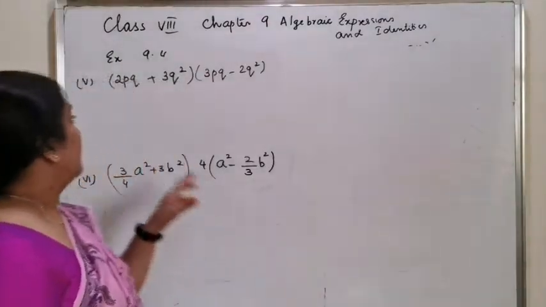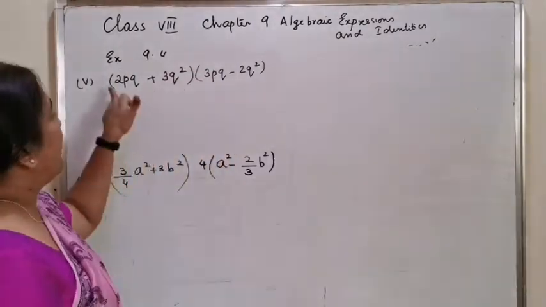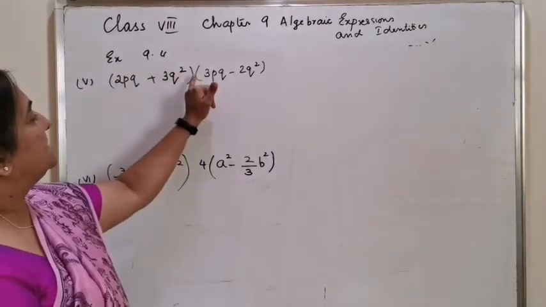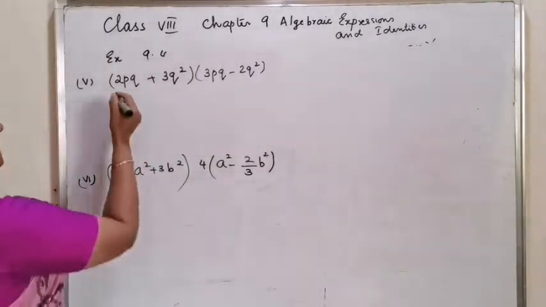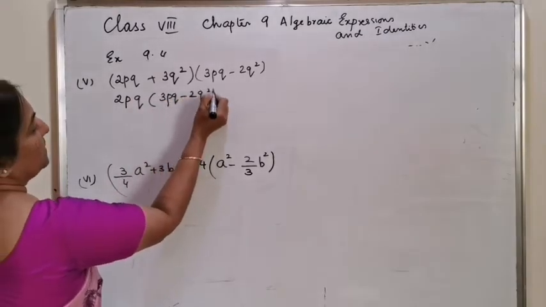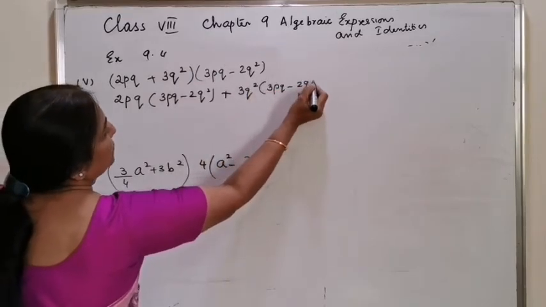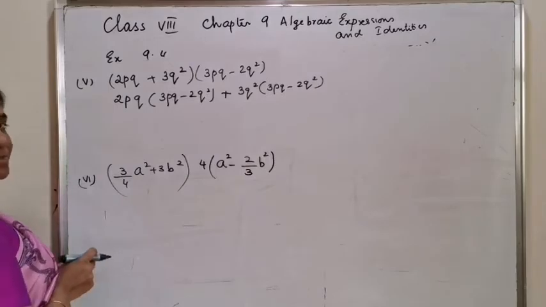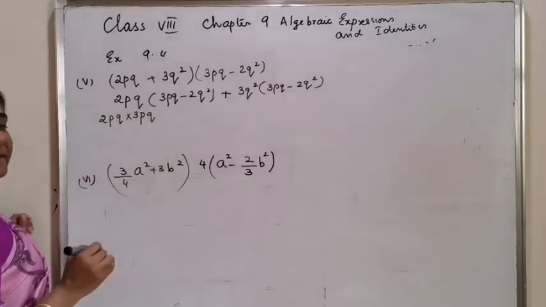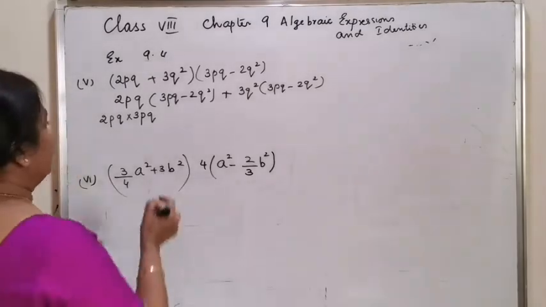Sub-question 5. 2PQ plus 3Q square into 3PQ minus 2Q square. Once you put the bracket here, there is no need of a multiplication symbol there. It is understood that it is for the product. Let's expand as 2PQ into 3PQ minus 2Q square, plus 3Q square into 3PQ minus 2Q square. Since there are many letters there, let's go in an expanded way. 2PQ into 3PQ. To get the correct answer, don't go for the mental answer, you just work it out so that the answer will not be a mistake.